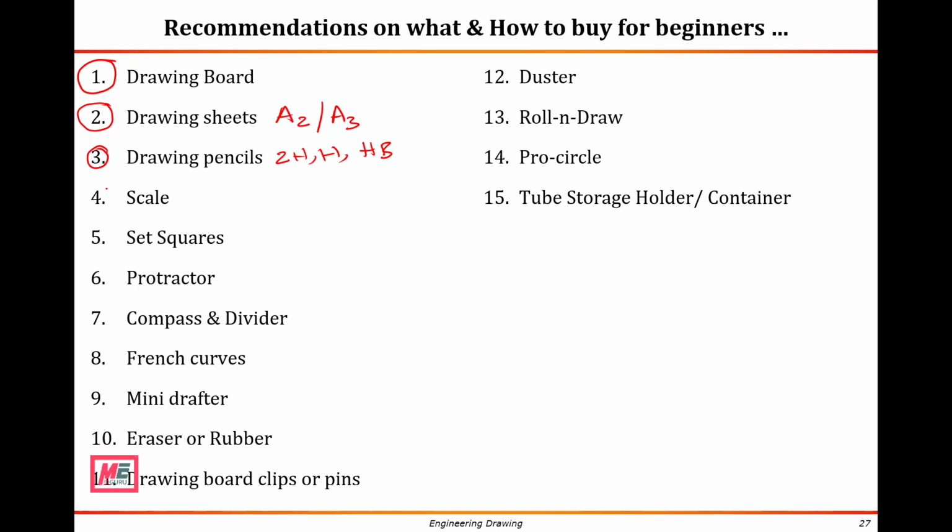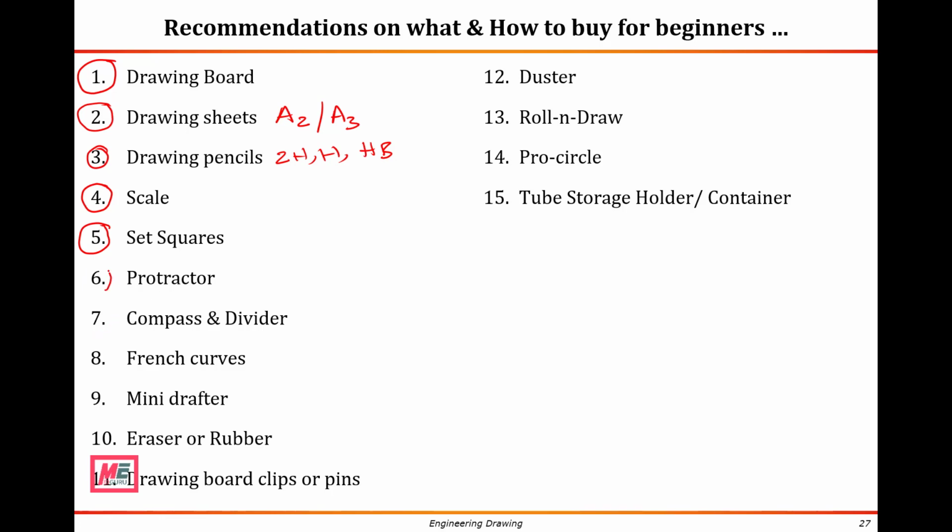Number 4. A good quality scale or ruler. When you are selecting the scale, make sure that the divisions are sharp and easy to read, because we use the scale for measurement, not for drawing straight lines. Number 5. Buy a standard set of set squares. Don't rely on the set squares you typically get in the kids' geometry box.